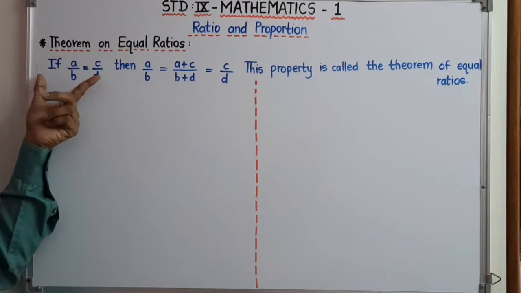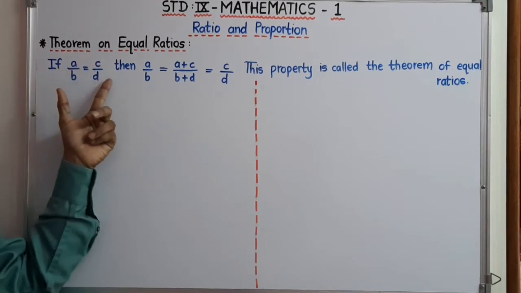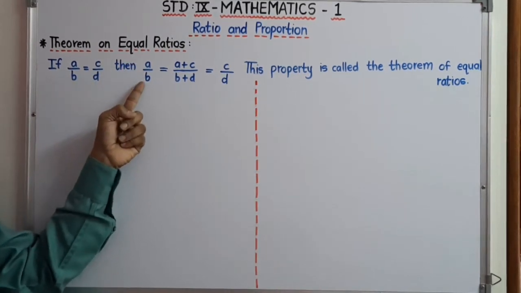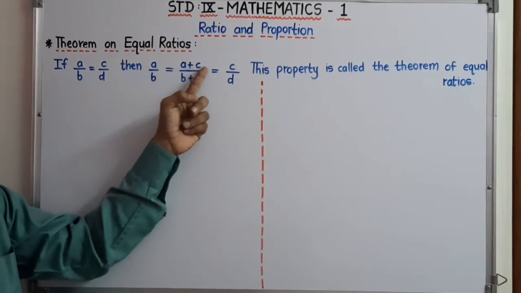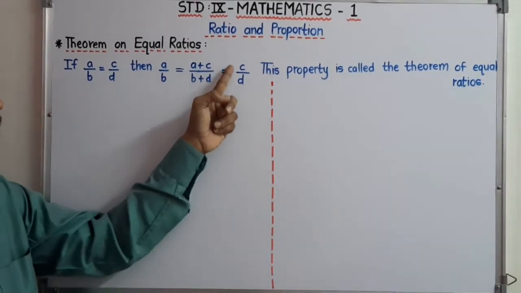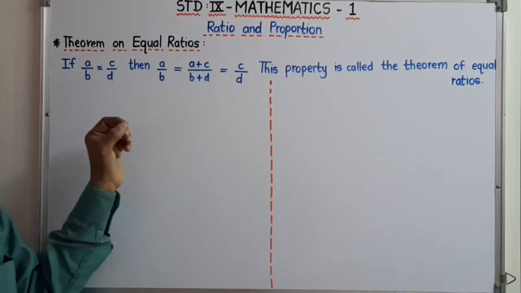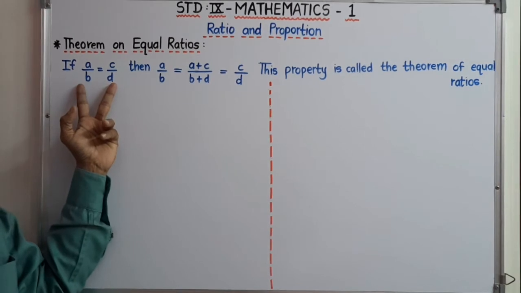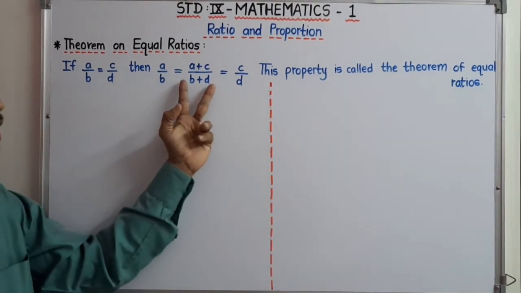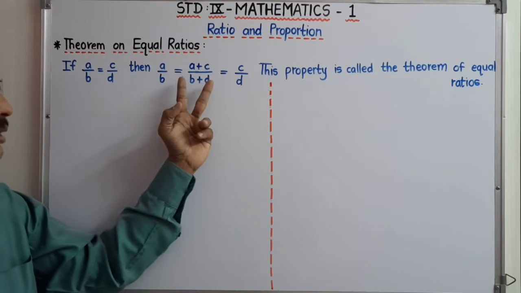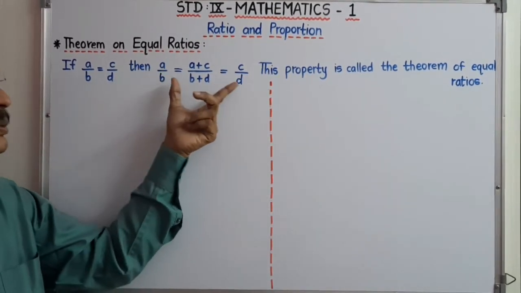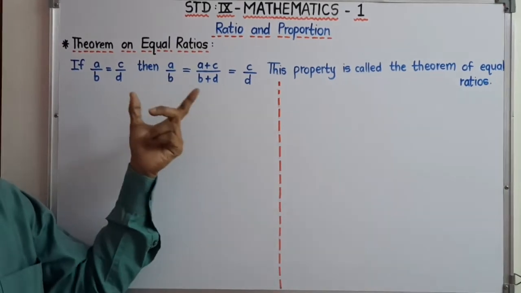See here, dear student, if A upon B is equal to C upon D, that means these two ratios are equal, then A upon B is equal to (A plus C) upon (B plus D) is equal to C upon D. In simple language, if these two ratios are equal and we add them, we will get another ratio, and that new ratio is also equal to the original ratios.